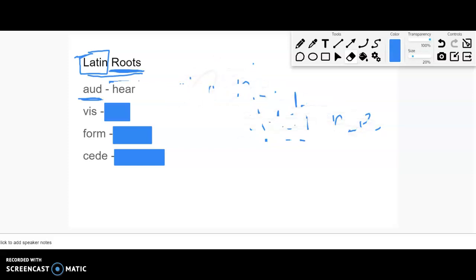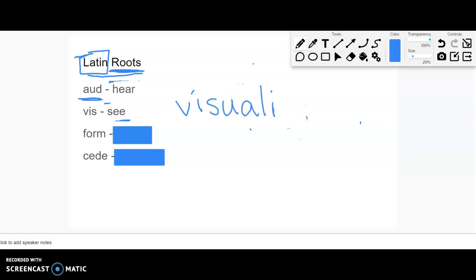The next one is vis, or vid, depending on the word that it's in, means see. For example, visualize, which means like to picture in your mind, to see it in your mind. Or vision, okay, seeing something. You have vision, a certain type of vision. All has to do with how your eyes are seeing. Okay, so by knowing that vis has to do with see, that helps me know what these words mean.